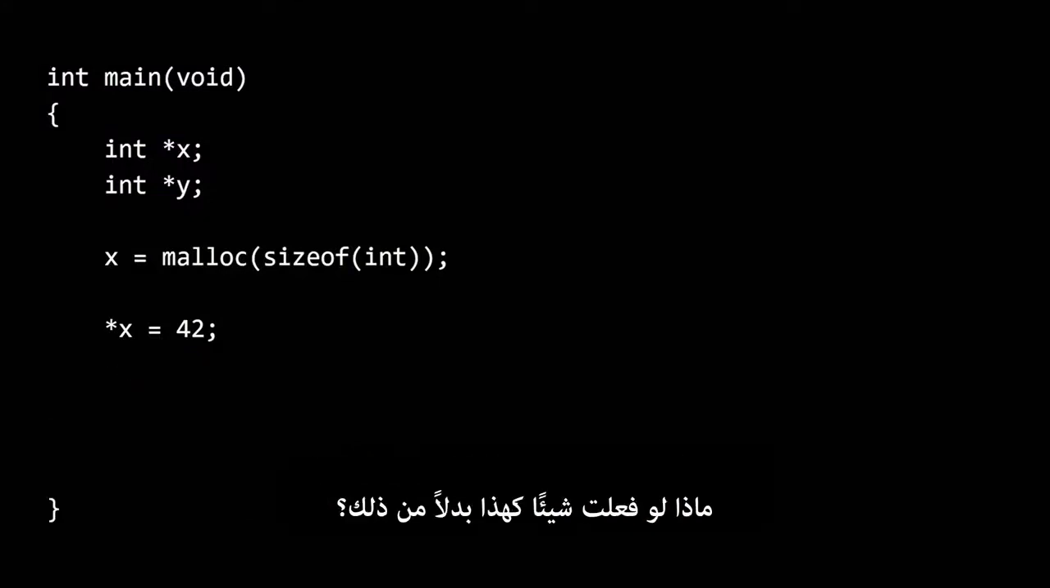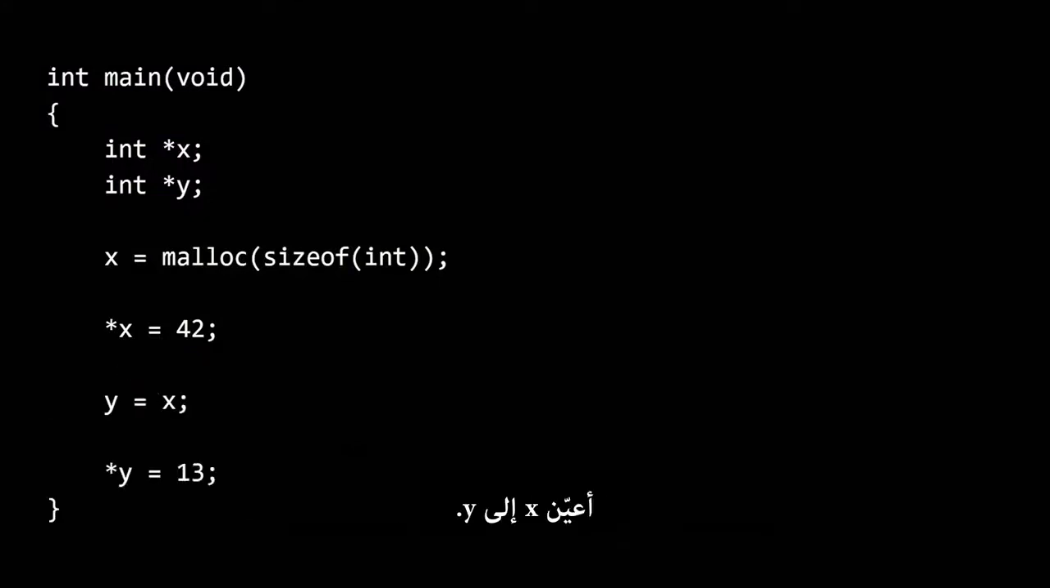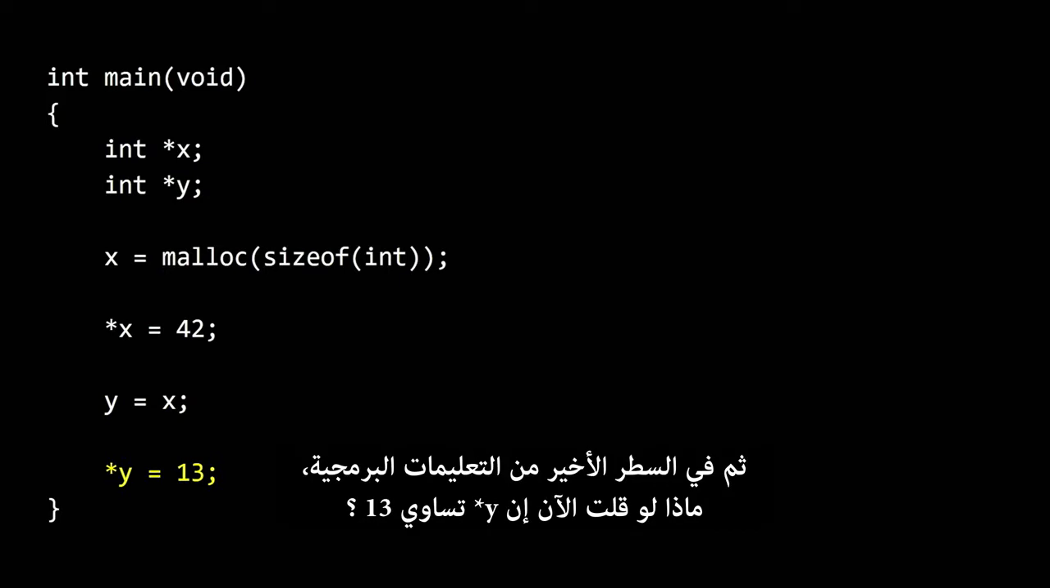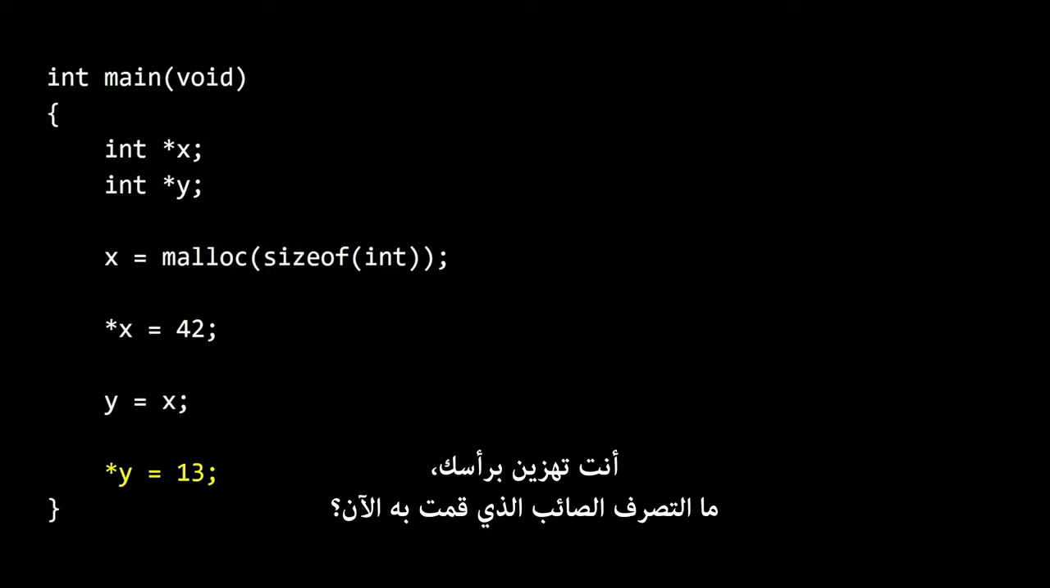What if instead I do something like this? I actually assign to y x. So that just says put in y the same address that's in x. And then with this last line of code, what if I now say star y equals 13? What is that? You're nodding your head. What am I doing correctly now?